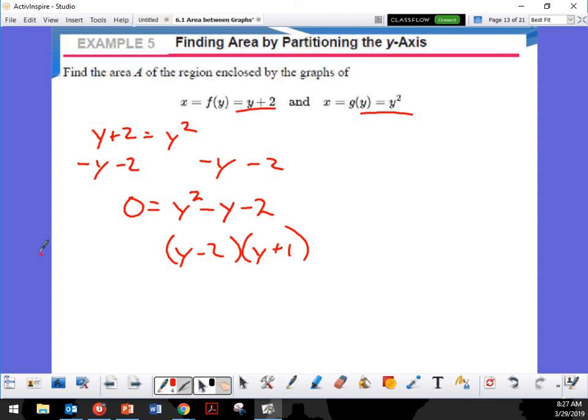Alright, so we get those. And now, what does that give me? So now it's going to be y equals 2 and y equals negative 1.